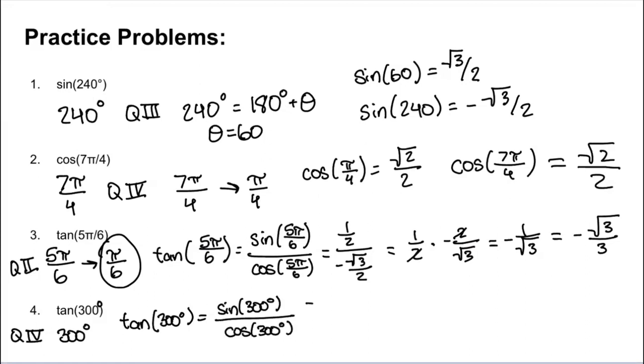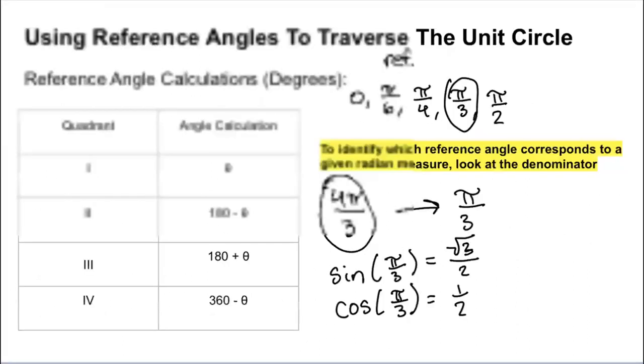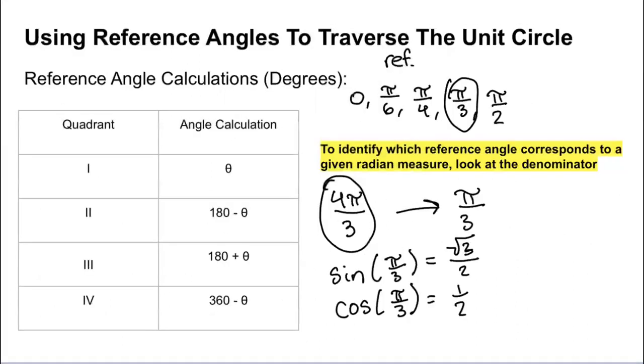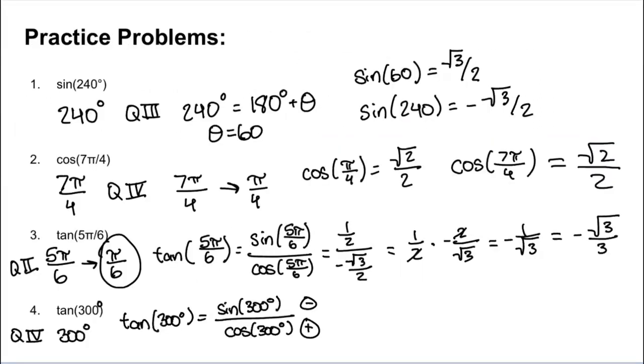In quadrant 4, sine is negative and cosine is positive. So now we have to use our little trick. If we know that we are in quadrant 4, we can go back and look at this table and use 360 minus theta, where theta is our unknown. So 360 minus 300 is equal to 60. So 60 degrees is going to be our reference angle that we use.